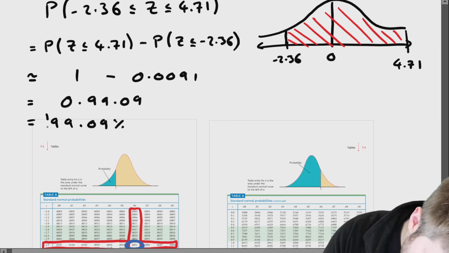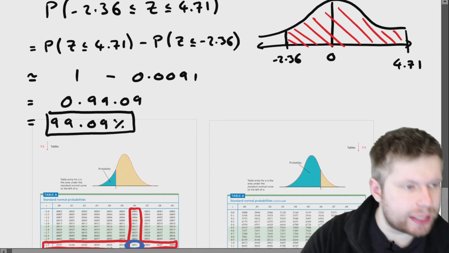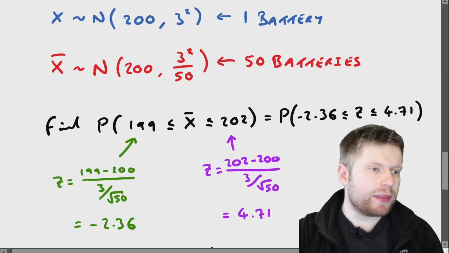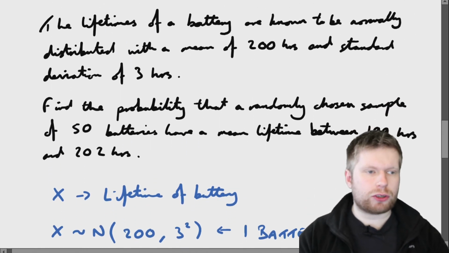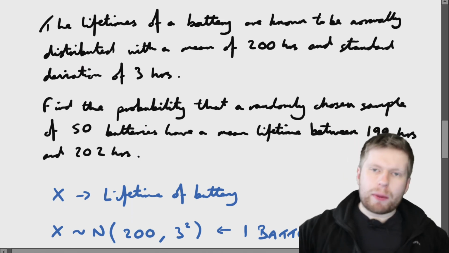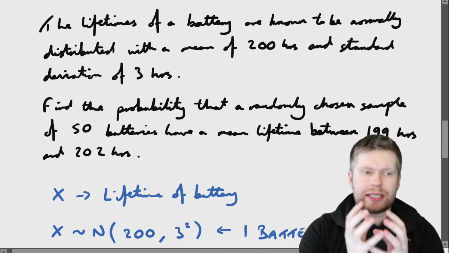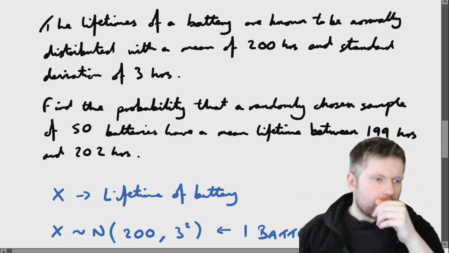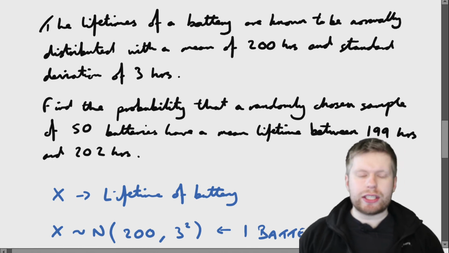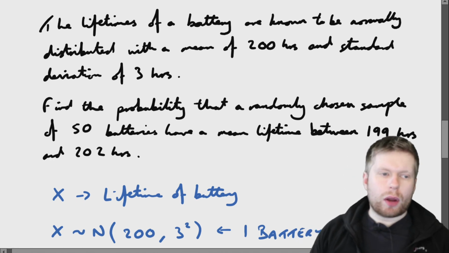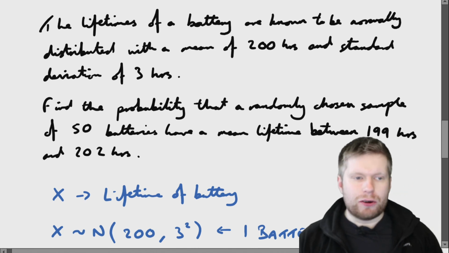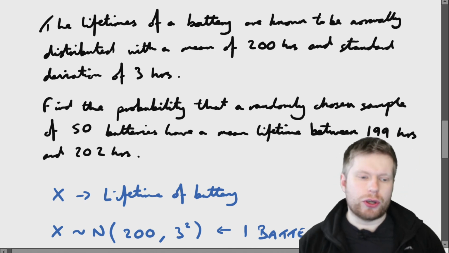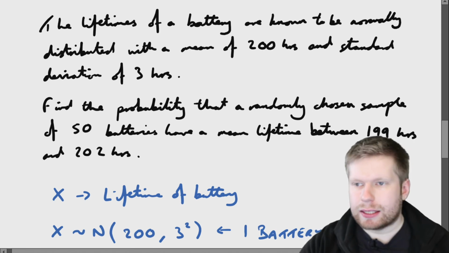So in other words, I'm almost certain, about 99% sure, that if I have these batteries, so I know the distribution for a single battery, and if I put these 50 batteries together to form a sample, then I'm about 99% sure, so 99.09% sure, that the mean of this sample of batteries will be somewhere between 199 and 202. So hopefully that makes sense.